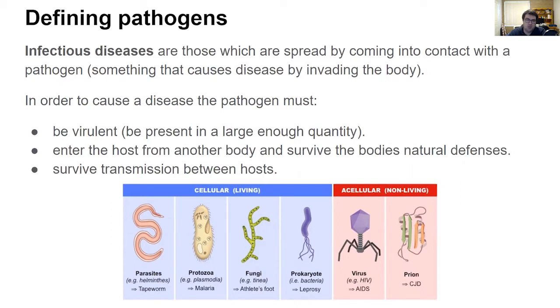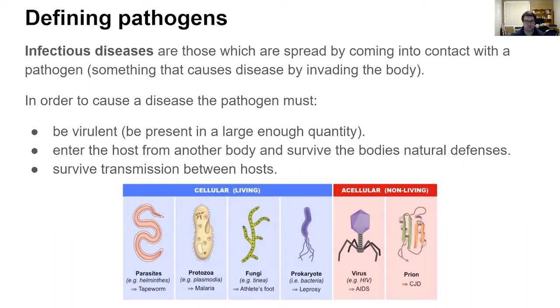Now, in order for a pathogen to cause a disease, it has to be present in a large enough quantity to actually affect the host. It has to be able to get into the host from another body and survive the body's natural defenses. And most importantly, it needs to be able to survive transmission between hosts. If it is outside of the body for an extended period of time or on a surface, maybe on a door handle, a tabletop, or a railing, it needs to be able to survive in the environment.